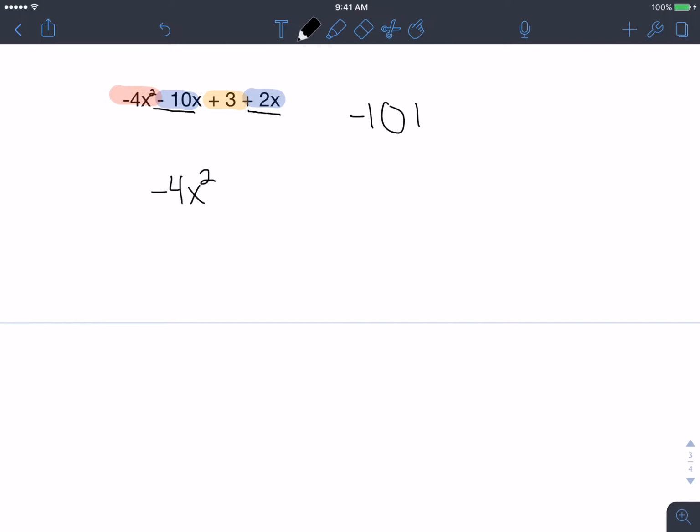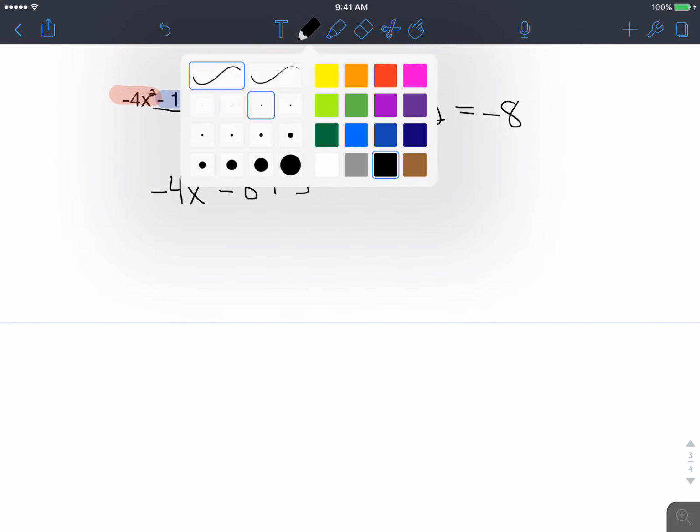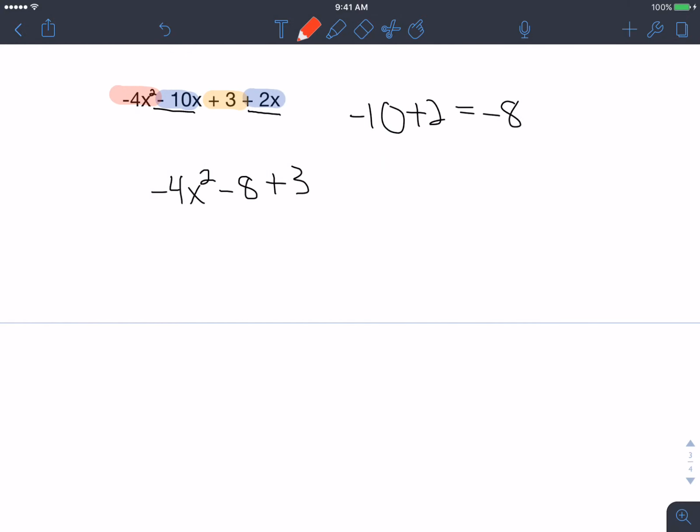Negative 10 plus 2 equals negative 8. So I'm going to write down minus 8. And then finally, I will write down plus 3, since I did not have another term to combine with 3. Again, you will notice that nothing else has like terms, so my final answer is going to say like this. I cannot reduce or combine anything else any further.